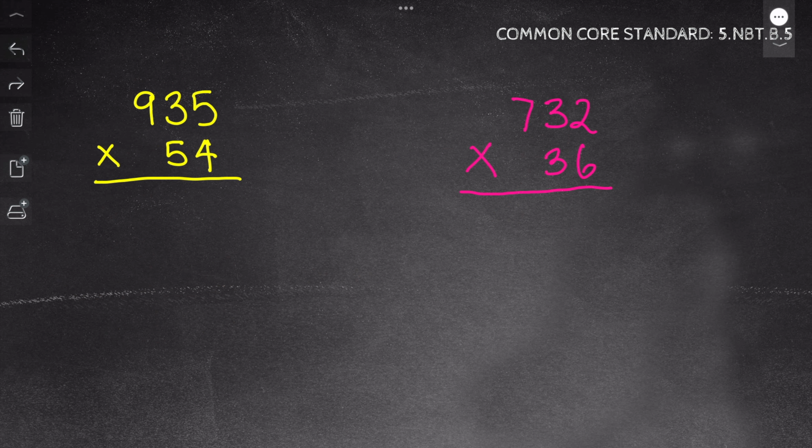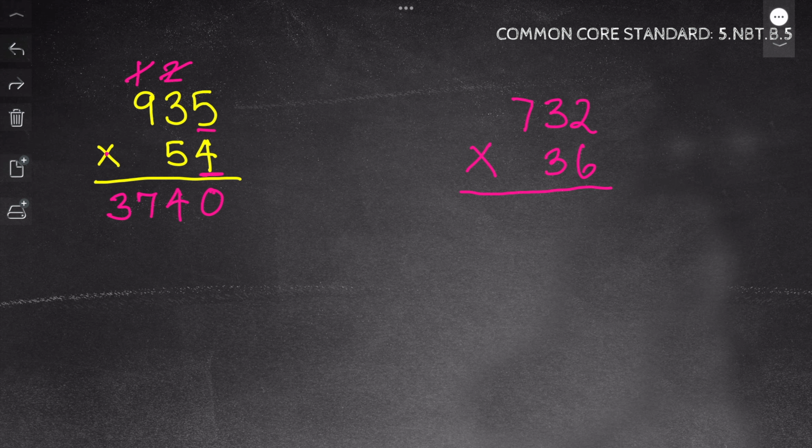Let's pick up our pace a little bit. So I'm going to look at problem number 1, which is 935 times 54. I'm first going to start with my 1 spot. So 4 times 5 is 20. Regroup my 2 and put my 0 down. 4 times 3 is 12, plus 2 is 14. Then I'm going to do 4 times 9, which is 36, plus 1 is 37.